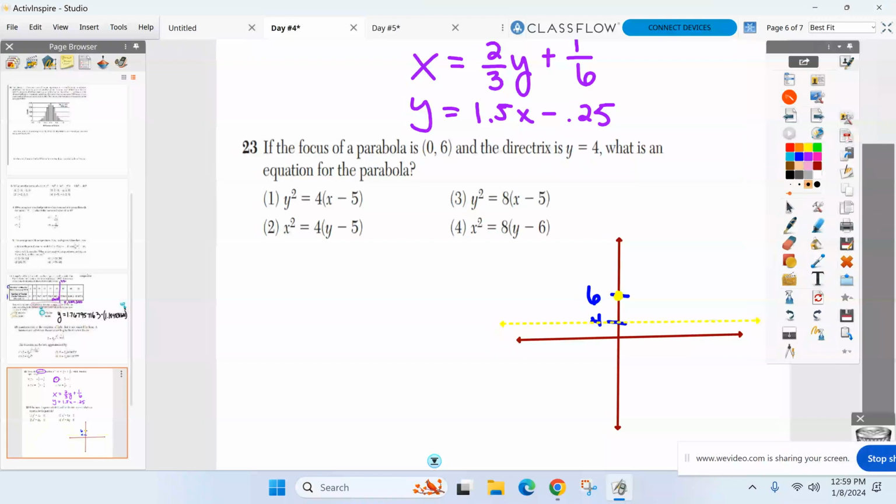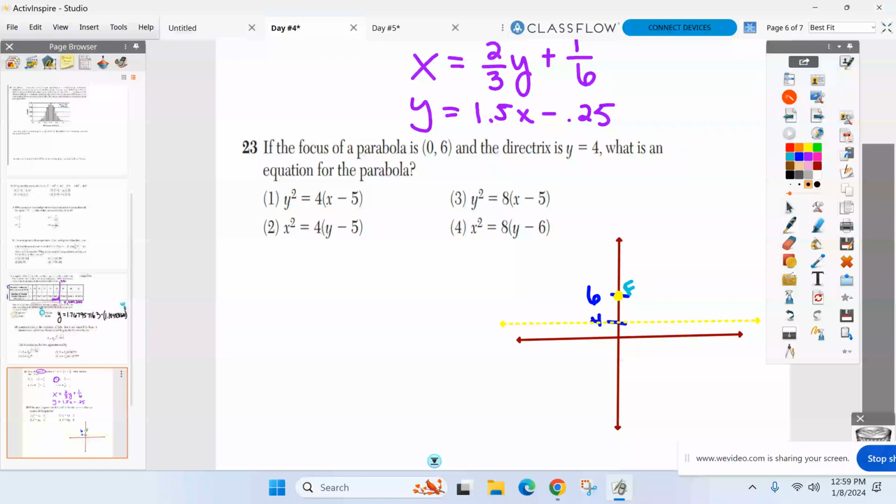So I know this parabola should open up or down? It should open up. Good. All right, here's the key. Where's the vertex have to be? Halfway in between, right? So where's my vertex here? Here's the focus. I'll put F for focus. Here's my directrix. The vertex is halfway in between the two.